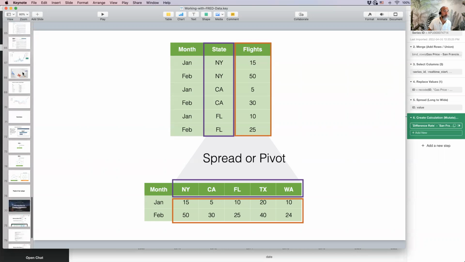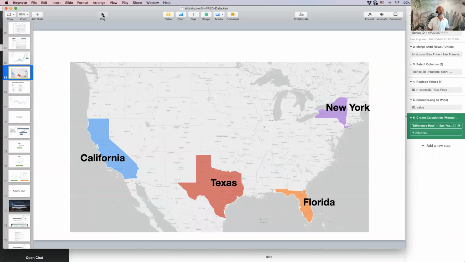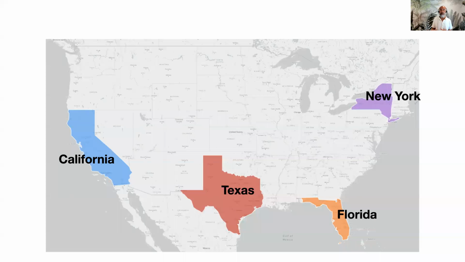The last question is, I wanted to compare the prices among different regions. So California, Texas, Florida, New York. These are the 4 biggest states in the United States. And I want to see how the gas price is different.